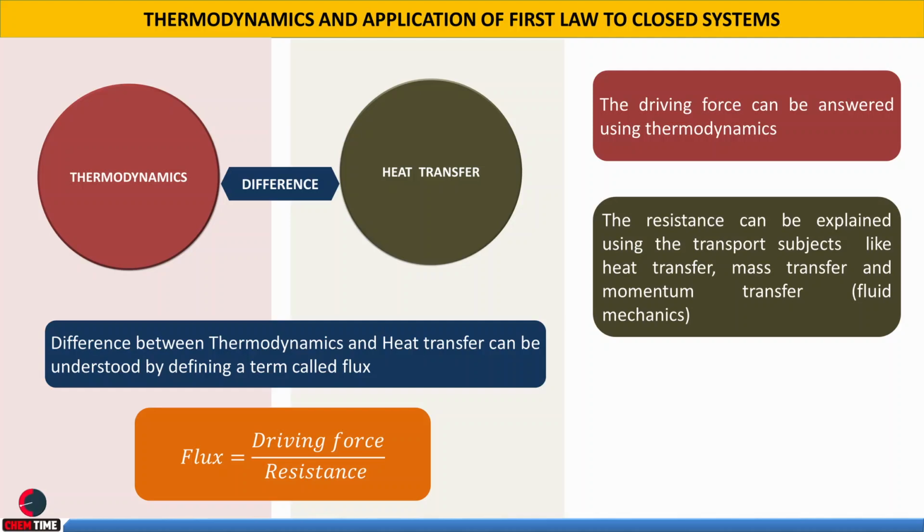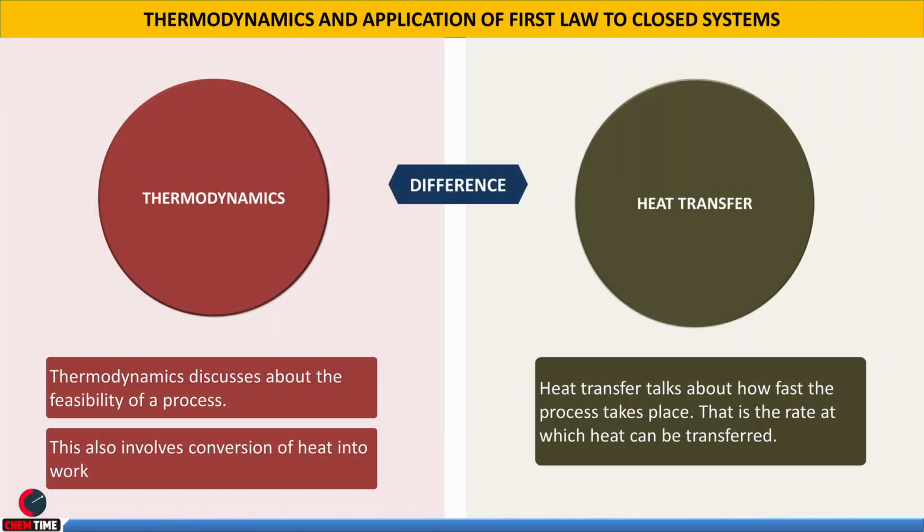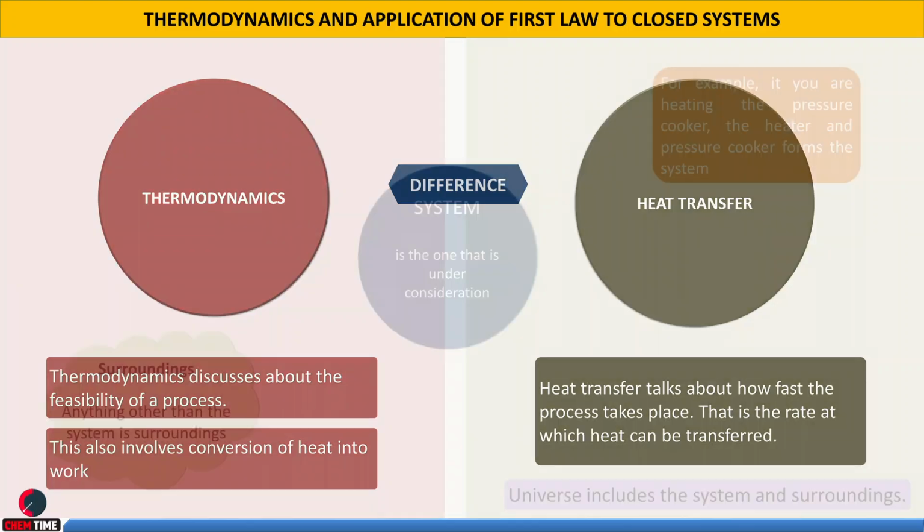The resistance term talks about how fast the process takes place, and it is not a thermodynamic property, whereas driving force is a thermodynamic property. So thermodynamics talks about the feasibility of a process. For understanding the feasibility of a process, we need to understand the properties, and also we need to understand the difference between system and surroundings.